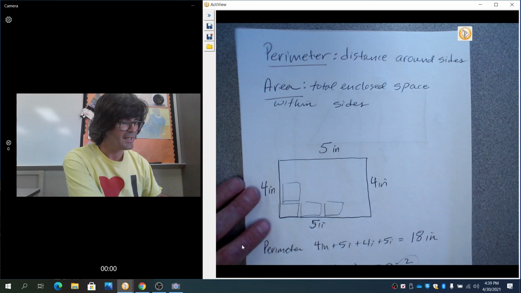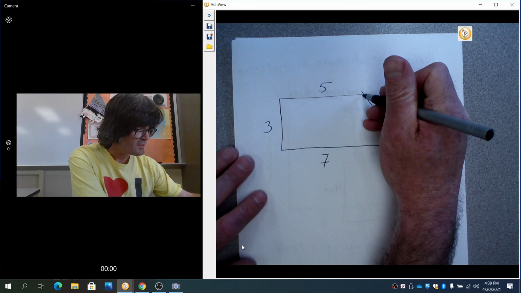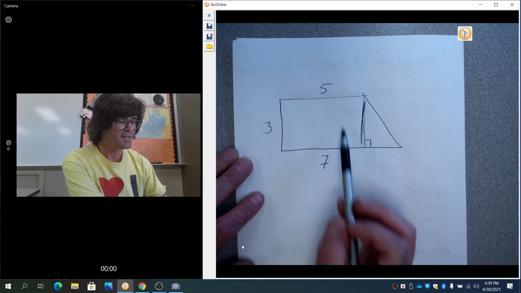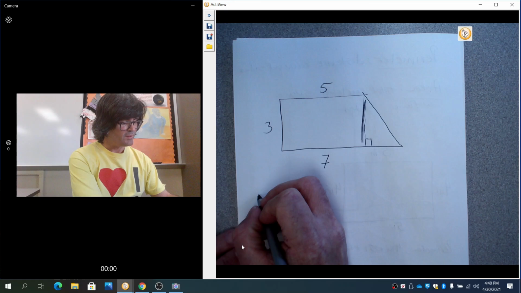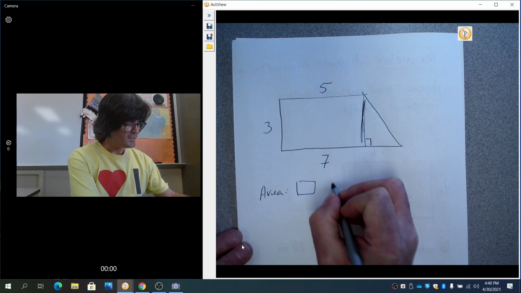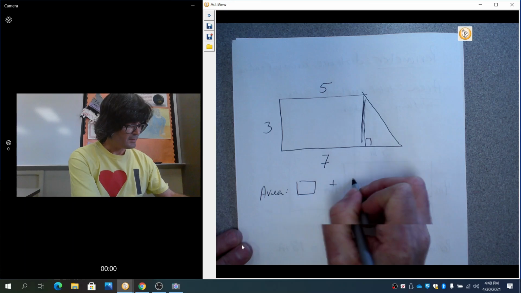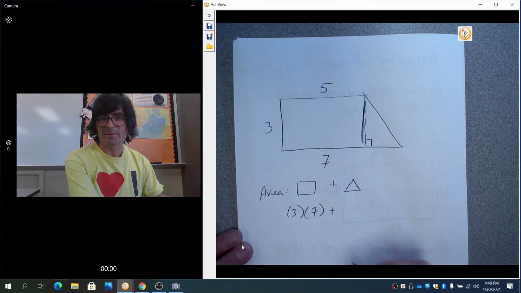You can do this with all kinds of shapes. If you have a weird shape like this, what you really need to think about is finding familiar shapes. Like I'm going to just draw a little triangle there and recognize suddenly, hey, this is not a big trapezoid, but it's a rectangle with a triangle in it. So for the area, the rectangle area plus the triangle area, that's what we're going to do. The rectangle is going to be 3 times 7. I didn't give units here, but that's okay.